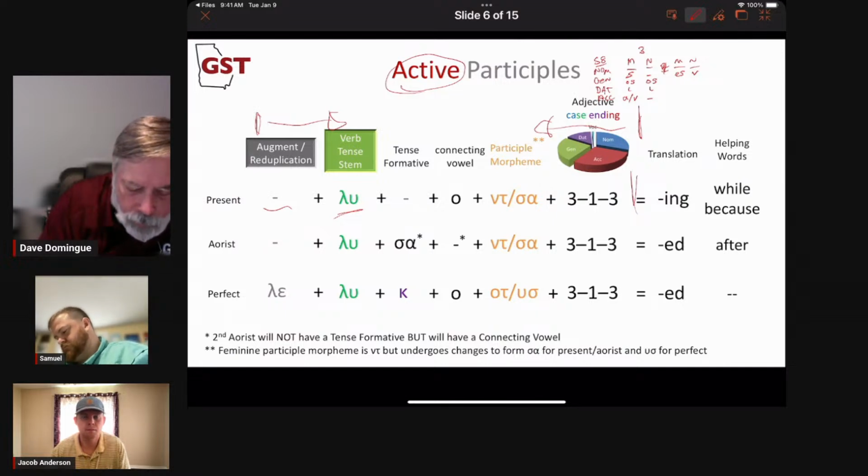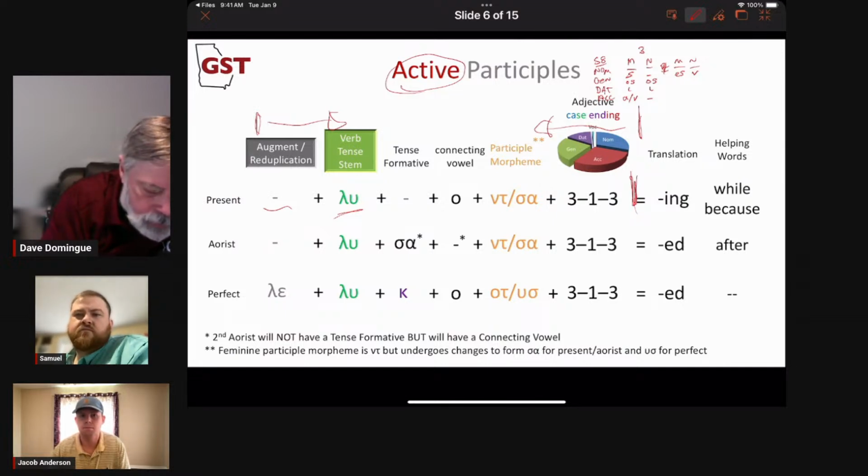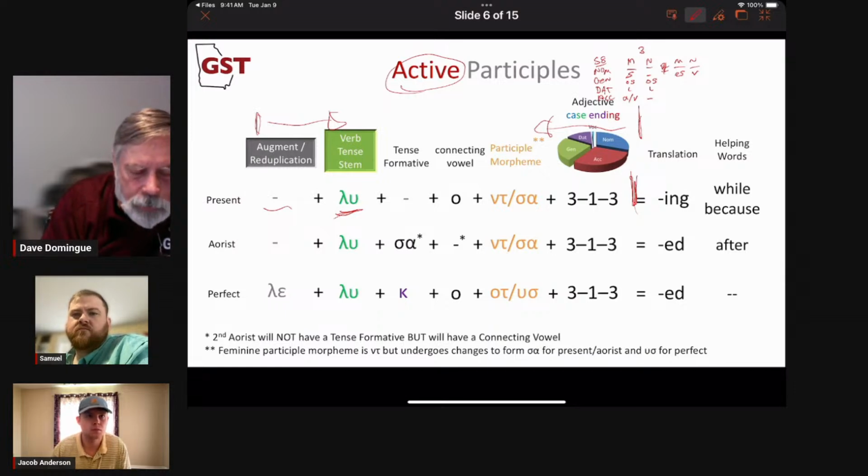All right, so we're going to work from the outside in. On this side, we have the present tense stem. And over here, we have our 3-1-3 declension pattern. We know it's an active participle, active voice.